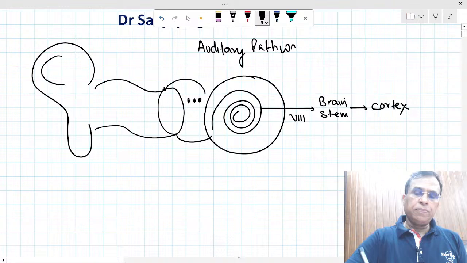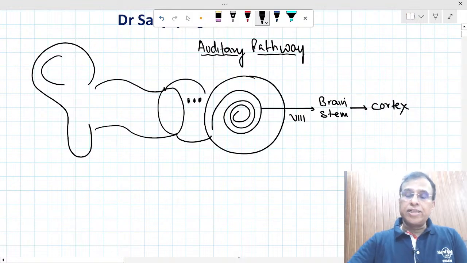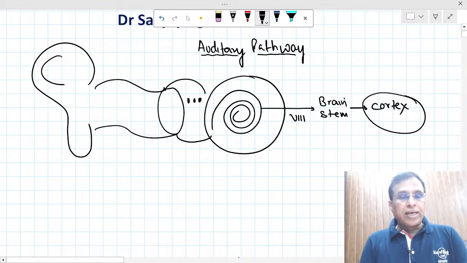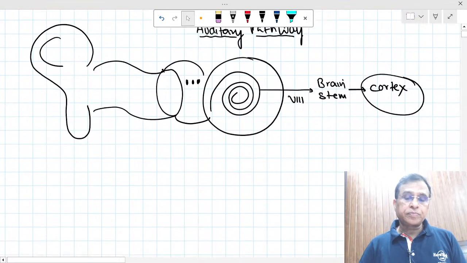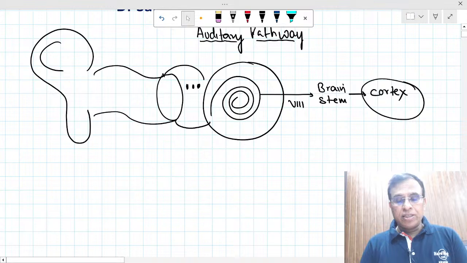What is the meaning of auditory pathway? Pathway through which the sound travels. The sound from outside will have to finally reach the cortex to be heard and to be interpreted as sound, yes or no? And then the sound has to travel through this part, auditory pathway, which is not a very simple, it's a very complicated pathway. As you can see, this is a very simplified line diagram. Actually it's much more complicated.